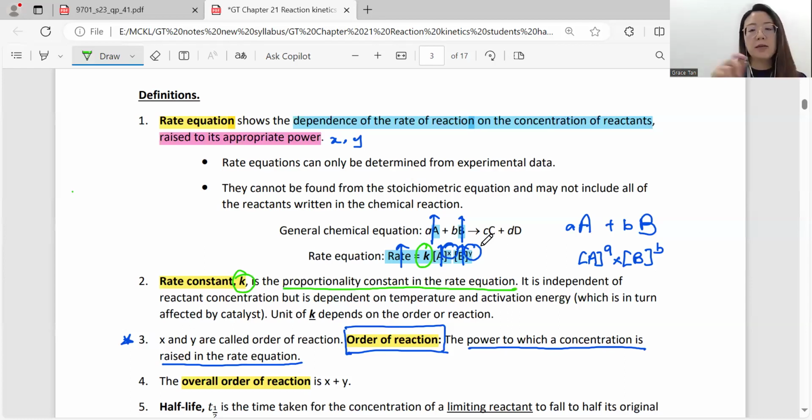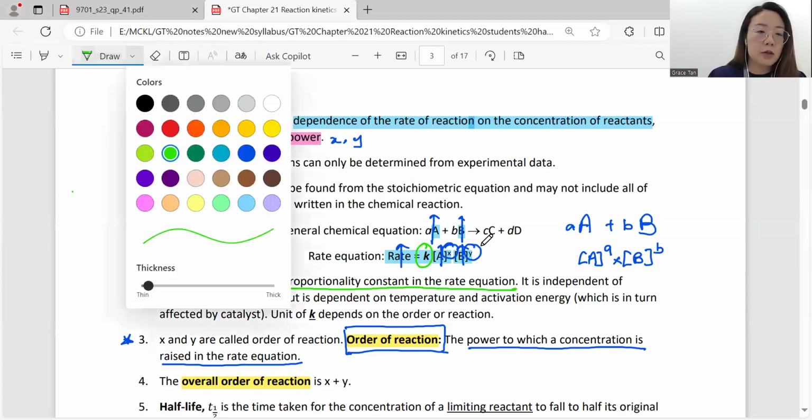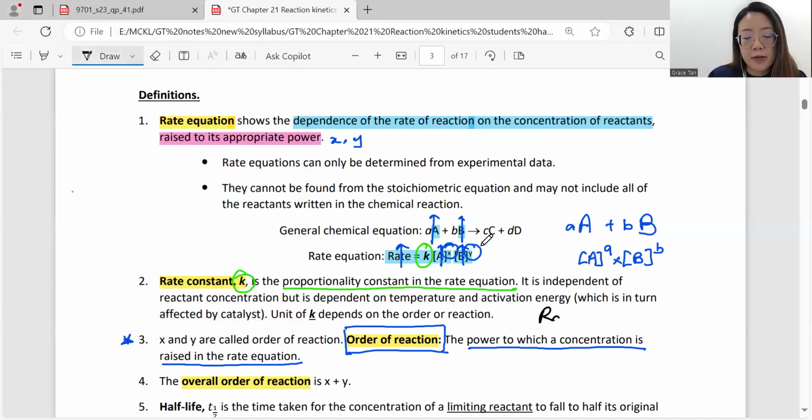Now, subsequently, the next sentence is just some explanation for it. It's not a definition. For your information, this is not needed for you to know in your syllabus, but it's good to know. This rate constant called k is independent of the reactant concentration. Let me show you in your formula. This k here, maybe I write it in here: rate equals k.